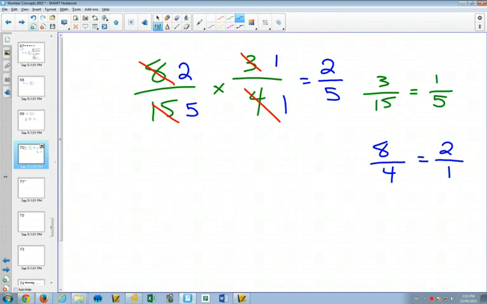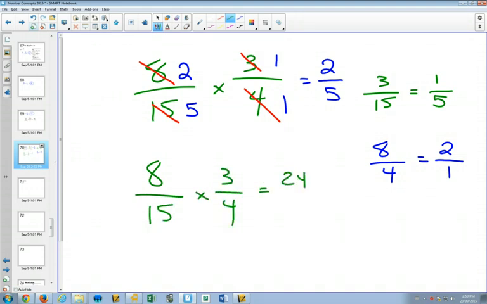If you don't see how that works, keep it the same as we had before. We originally had 8 over 15 times by 3 over 4. 8 times 3 is 24. 15 times 4 is 60. Then you have to reduce that fraction. You can see that you can divide both the top and the bottom by 2. That would change this to 12 over 30. I can still divide them by 2. That would change this to 6 over 15.